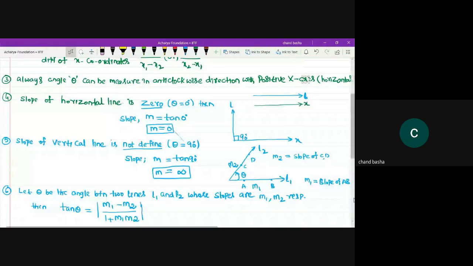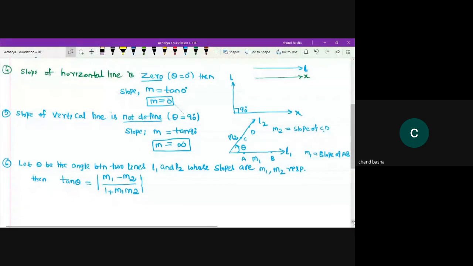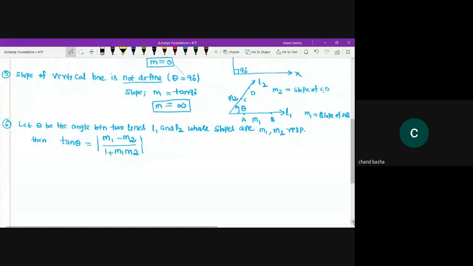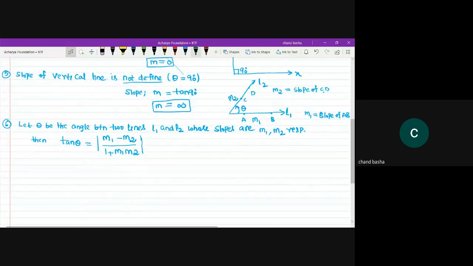I'll try to add 2 more points here. Let us see what are the 2 points I'm going to discuss here. Suppose, as I just spoke to you, first point, if 2 lines are parallel, can we have the angle between the 2 lines? What is the angle between 2 parallel lines? If 2 lines are parallel, theta value is 0. Am I correct? Yes, sir. Very good.